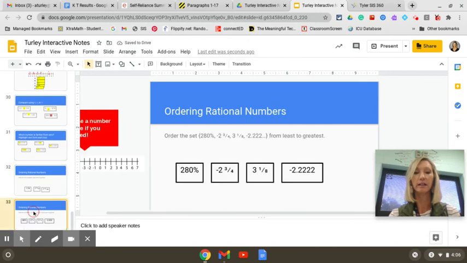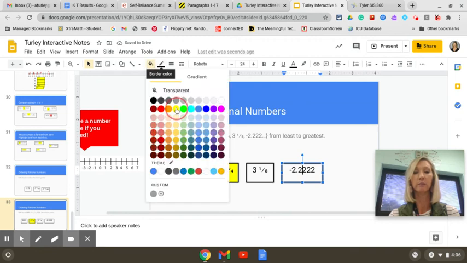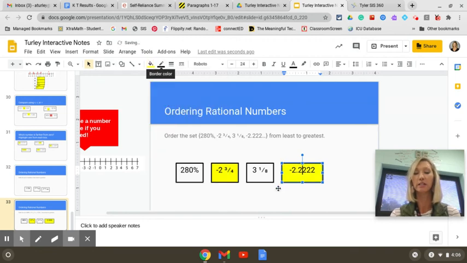Okay, our last slide says order them from least to greatest. So I think it's a good idea to pick out your negatives first. So that's why I am highlighting those or filling them in with color, because if I'm going from least to greatest, I want to take care of my negatives first. So this is a fraction. 3 divided by 4 gives you 0.75. So negative 2.75 and negative 2.2 repeating. So this one is going to be your least.